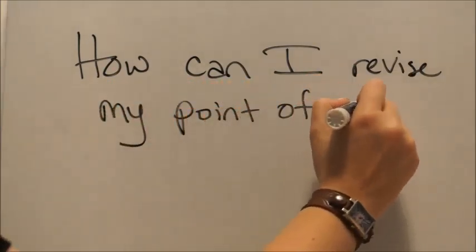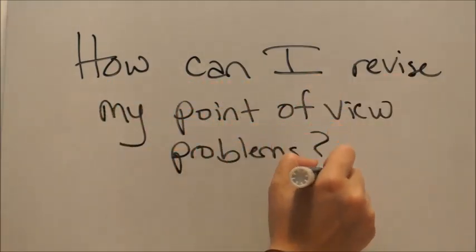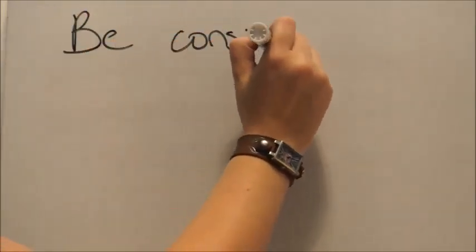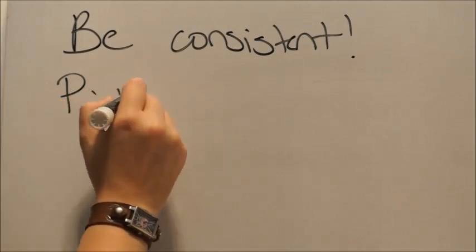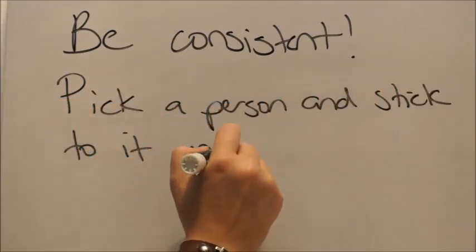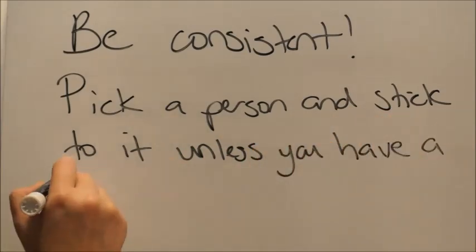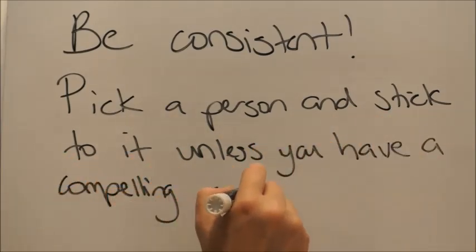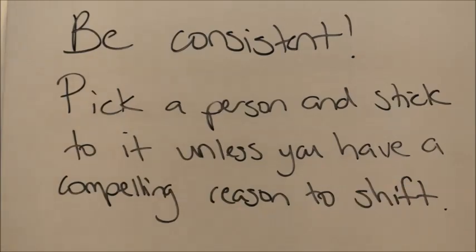Now to the question you're probably asking yourself, how can I revise my point of view problem so I don't get this circled on my paper again? Well, the key here is to just be consistent. You want to pick a person and stick with it. So if you start with first person, stay in first. If you start with second, although I don't know why you would, stay in second. And if you're in third, stay in third. Unless you have a compelling reason to shift around, don't change your person.